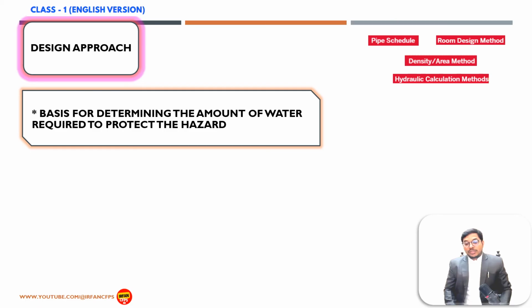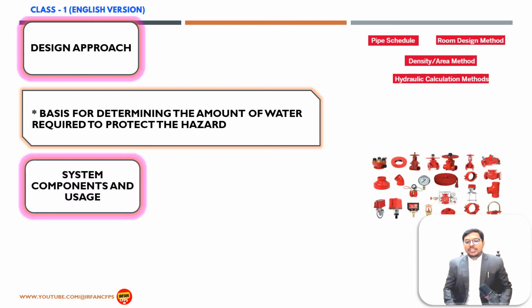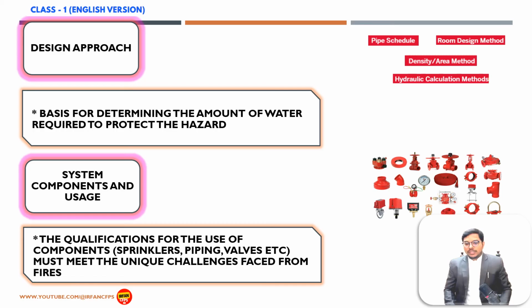Number four, the most critical component for proper design, is the system components and usage. The qualifications for the use of components such as sprinklers, piping, valves, etc. must meet the unique challenges faced from fire. The components are typically investigated for suitability by a third party, a listing agency. They must be installed and used correctly. NFPA 13 provides specific and detailed instructions for the installation of sprinkler components.